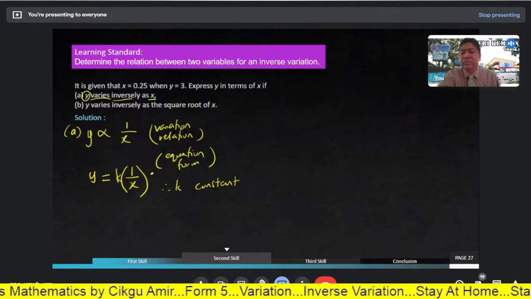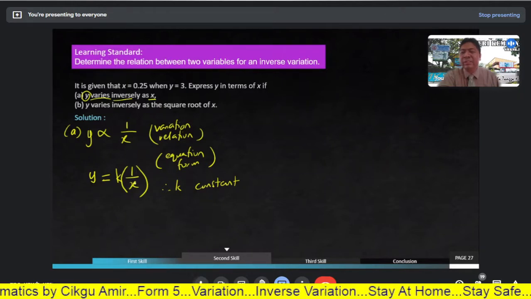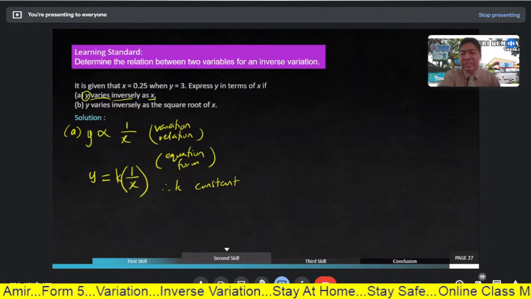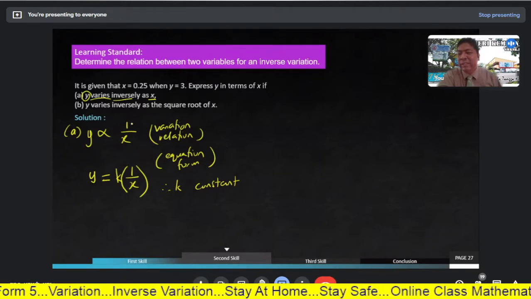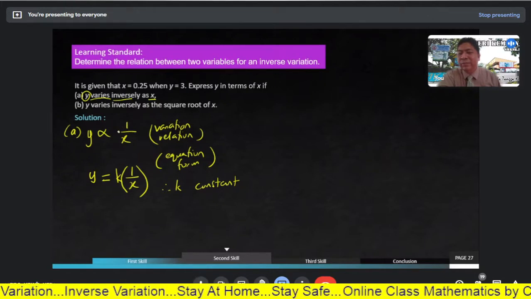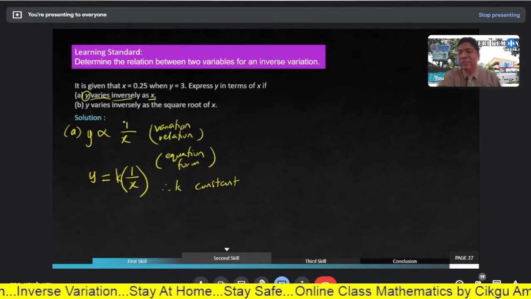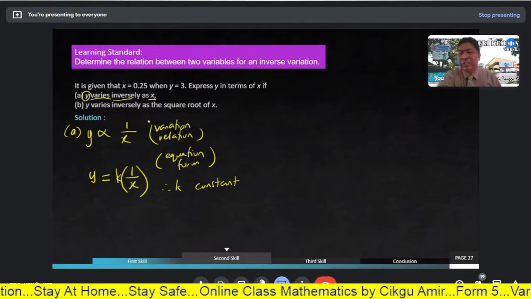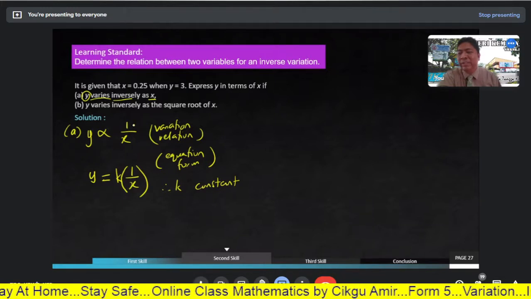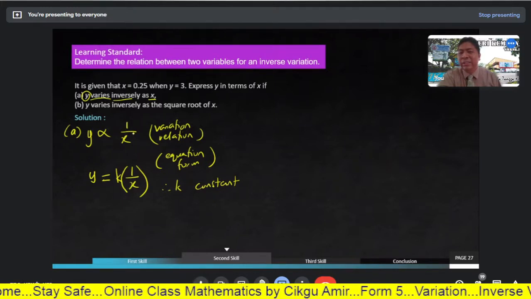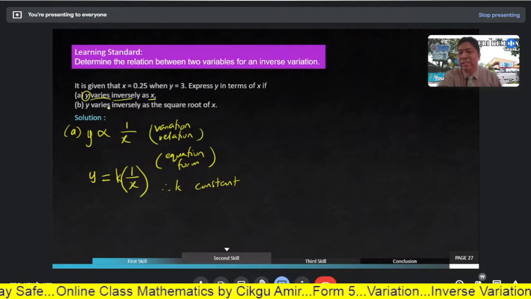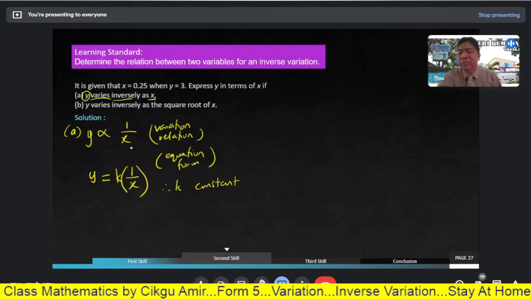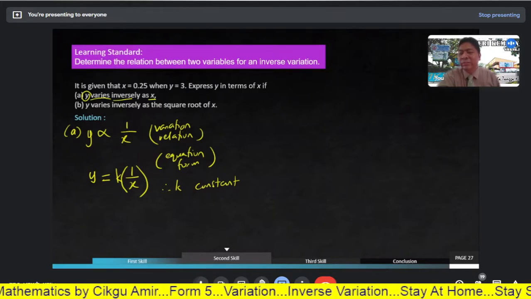Okay, this is the second step. The third step: the steps are the same as with direct variation. The only difference here is 1 over x. In inverse variation, we write 1 over x. In direct variation, there is no 1 over, there is only x. But in inverse variation, they have 1 over x. That's the only difference.